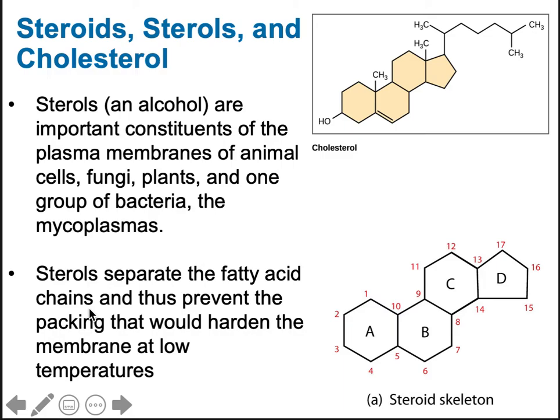If you didn't have sterols to separate the fatty acid chains of the phospholipids, they would get packed a little too tight and they would become hard at lower temperatures. So adding the sterols into the membranes helps keep your membrane fluid instead of becoming hard. If your membrane becomes hard, then it's going to become frail. It's going to be susceptible to being broken. Okay.